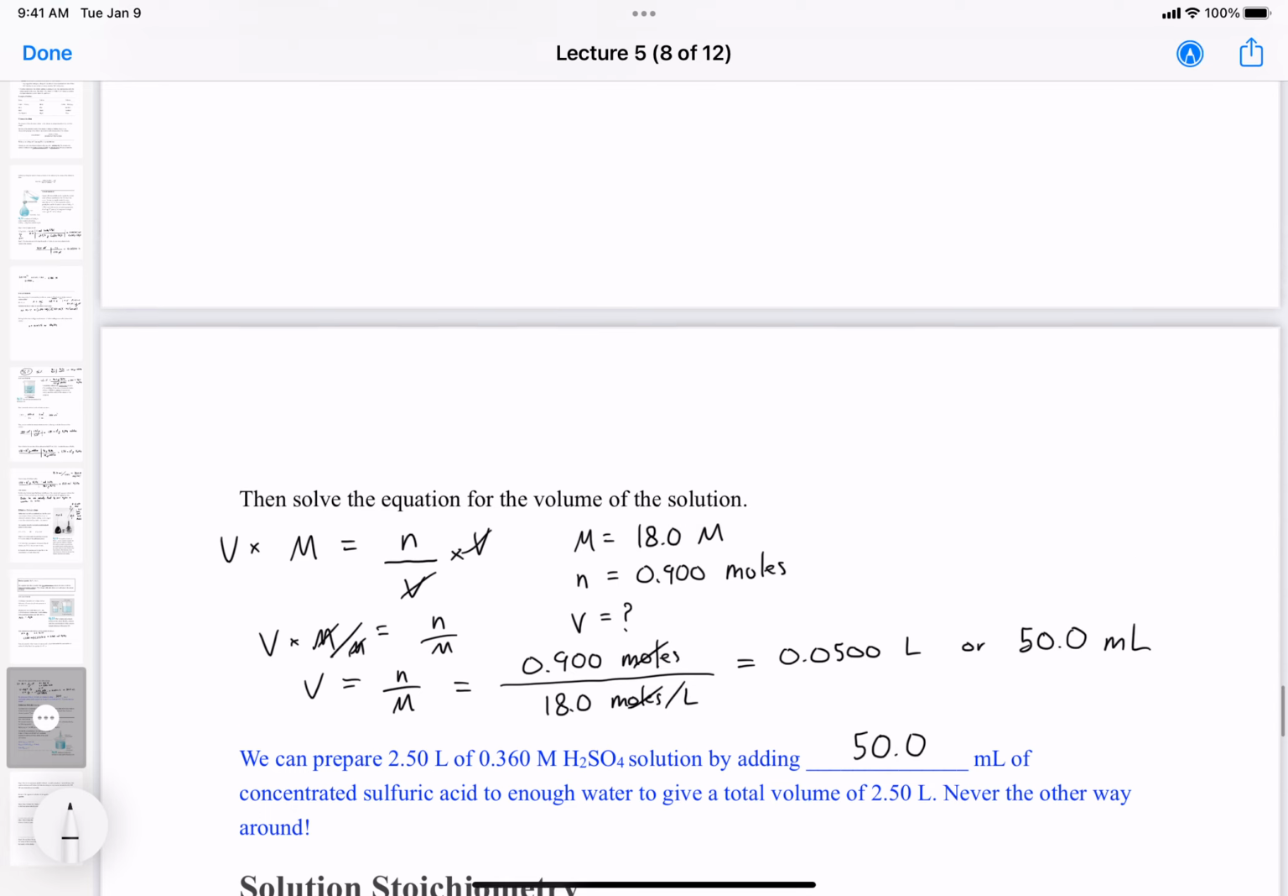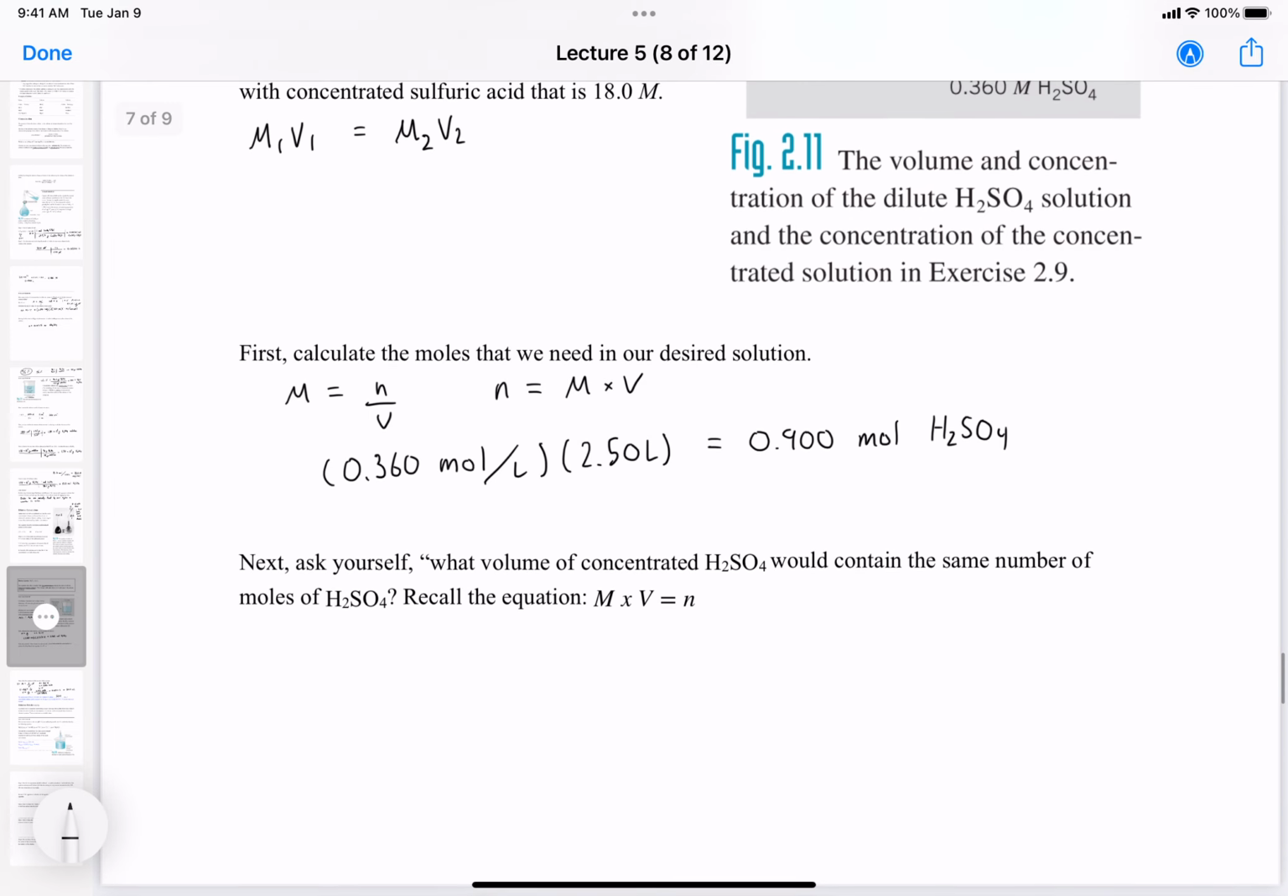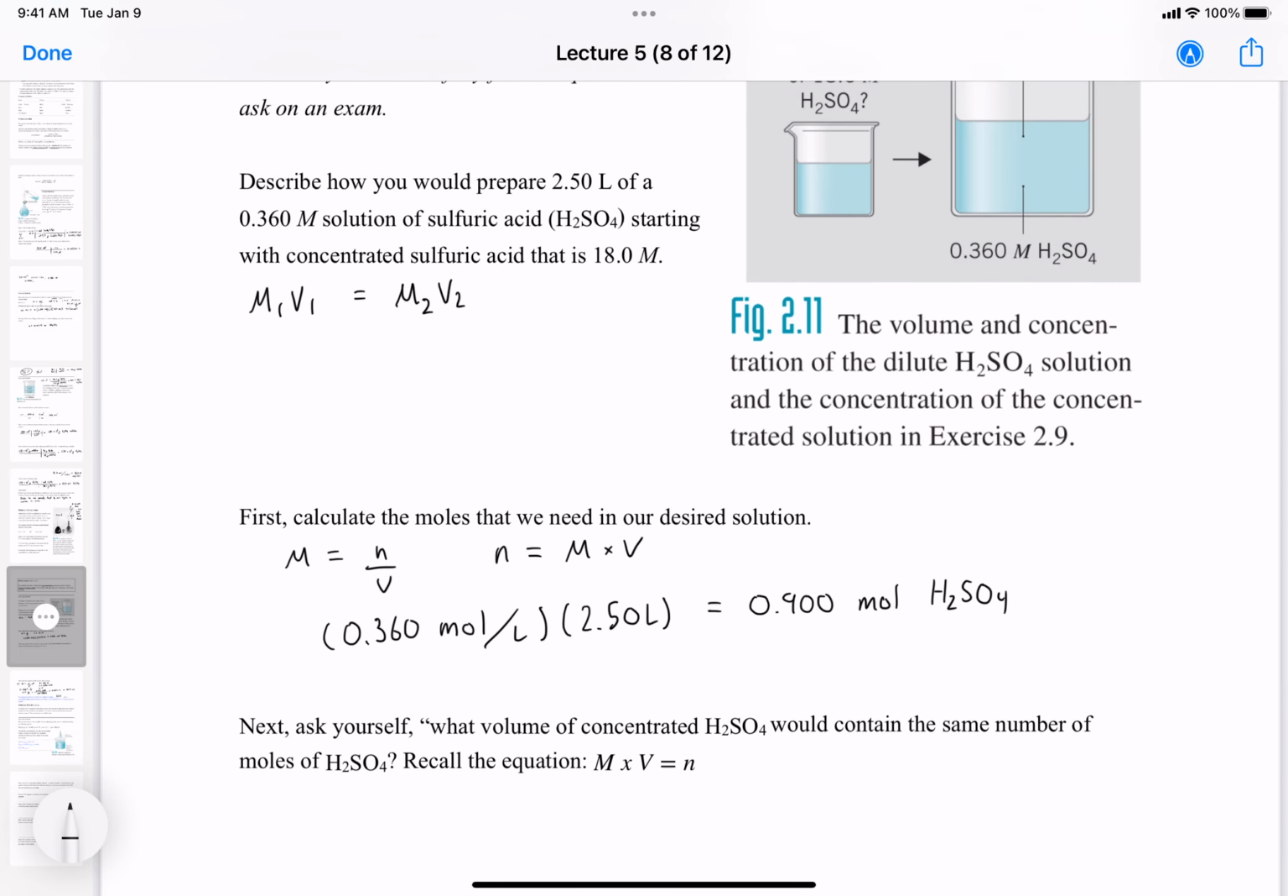Now let's go back to the M1V1 equation. We can definitely do this as well with the M1V1 equation, so let's revisit that. This is only for dilutions, never for anything else. M1 is what our original concentration is. So we're starting out with 18 molar, so that's 18.0 molar.